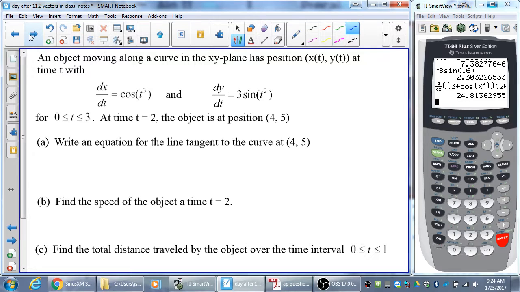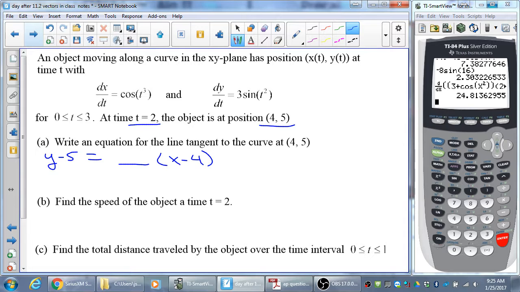An object moving along a curve in the xy plane has position x(t), y(t) at time t. On this one, they give us an equation for the derivative of x and the derivative of y for 0 to 3. At time t equals 2, the object is at position 4, 5. So there's the anchor. We have a position where this function is. A, write an equation for the line tangent to the curve at 4, 5. Y minus 5 equals m times x minus 4.